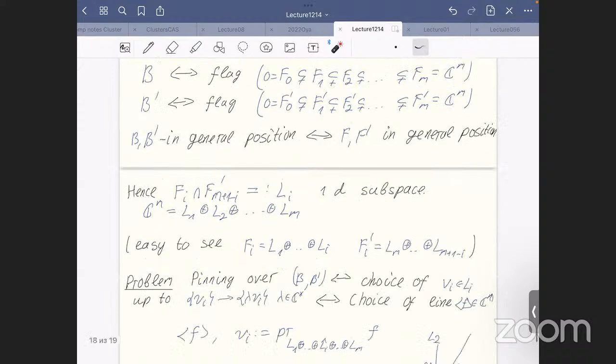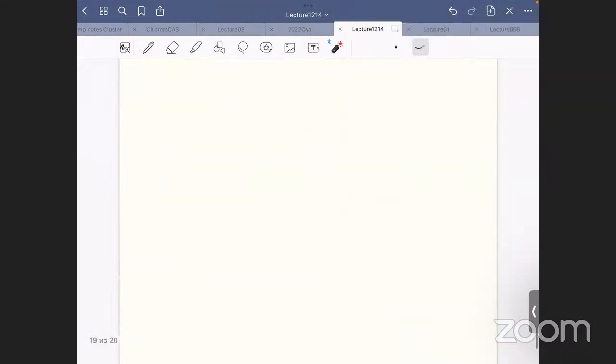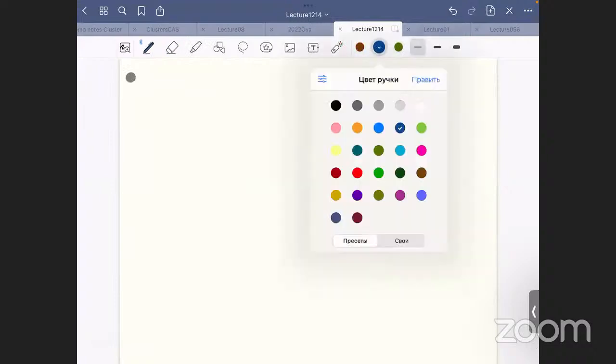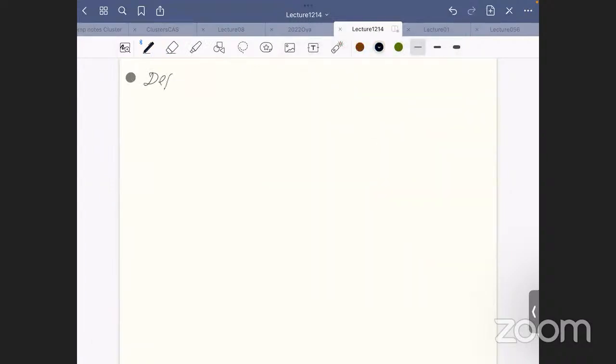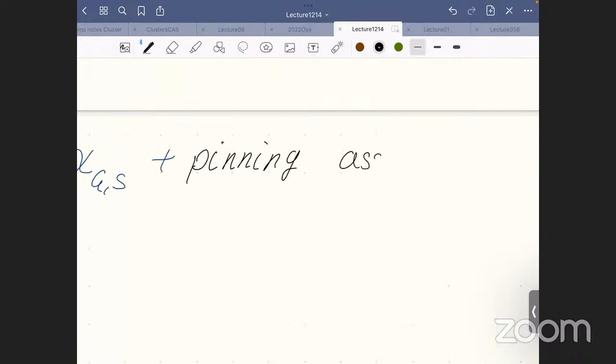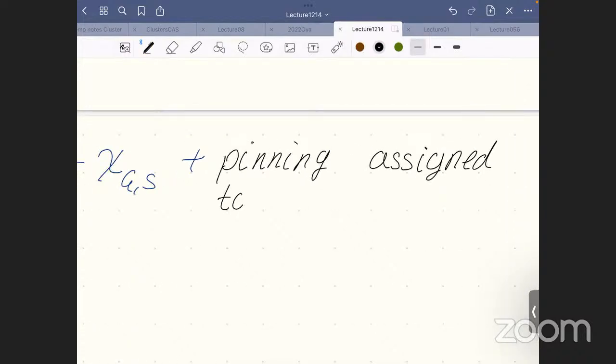And now I can say what is P_GS. Final definition. And assigned to any boundary segment.